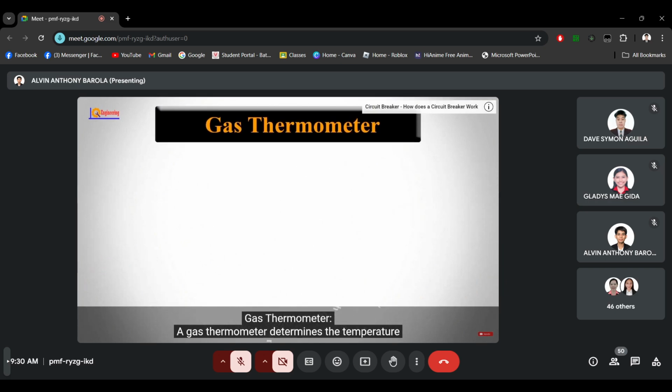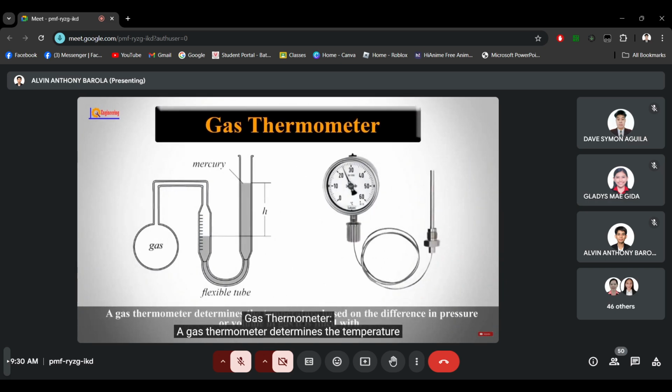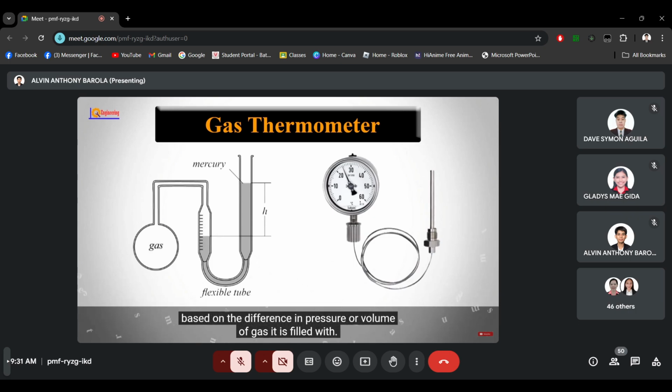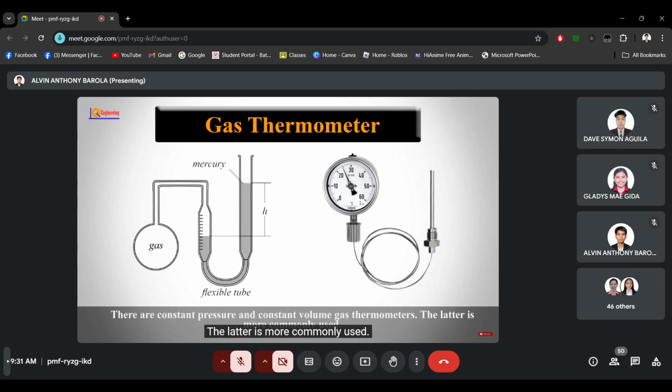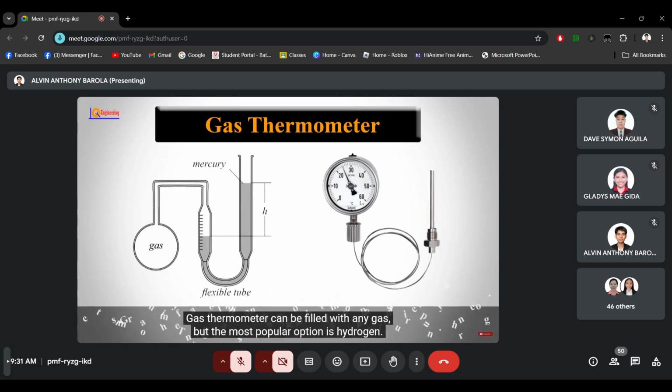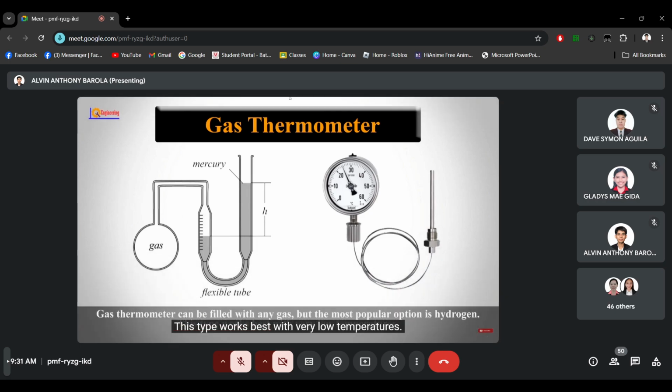Gas thermometer. A gas thermometer determines the temperature based on the difference in pressure or volume of the gas it is filled with. There are constant pressure and constant volume gas thermometers. The latter is more commonly used. A gas thermometer can be filled with any gas, but the most popular option is hydrogen. This type works best with very low temperatures.